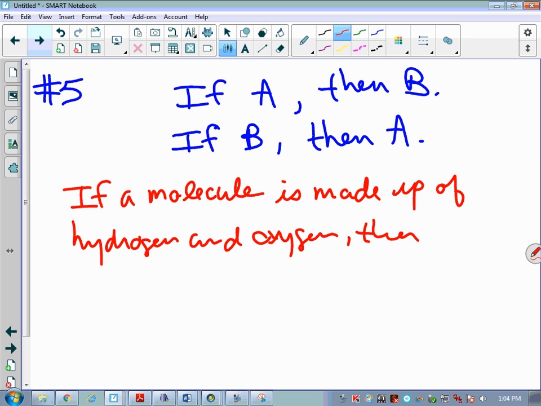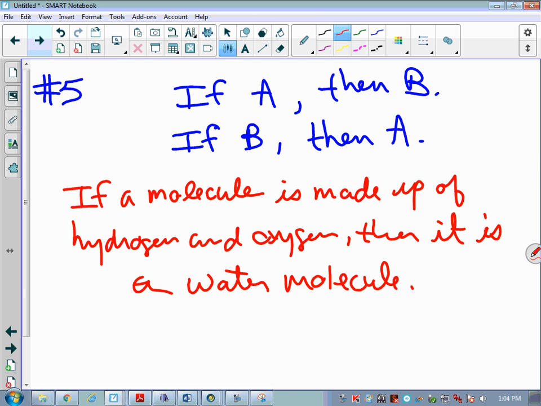Then what? Then it is a water molecule. I believe the question on a test is also going to be a converse statement, so it really shouldn't be that bad. There's not really even a whole lot of room for error if you write it correctly, but I will read each of them and make sure if it's right, it gets credit. Just make sure it makes sense.